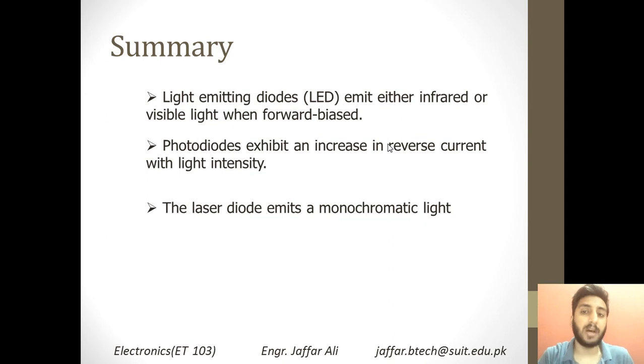Light emitting diodes emit either infrared or visible light when forward biased, and a photodiode exhibits an increase in the reverse current with light intensity. So if you increase the light intensity, you are actually increasing the reverse current, and that increases the performance of a photodiode.